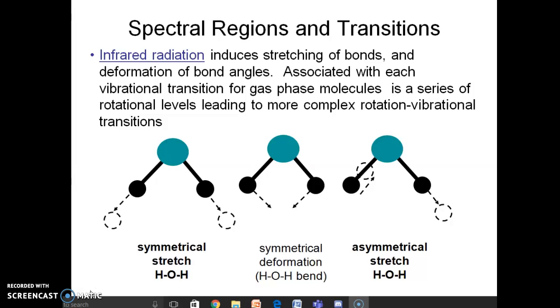This is an example of a water molecule. This is the symmetrical stretch of H, O and H, and this is the symmetrical deformation of HOH, which is a bend form. This is an asymmetrical stretch, which is caused between the HO and H bond.